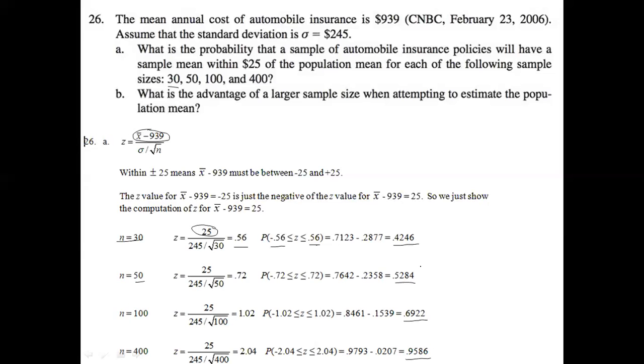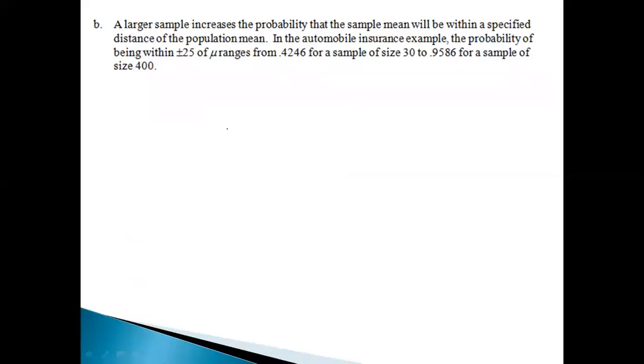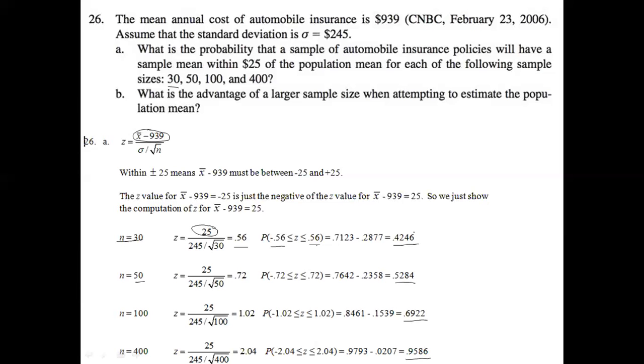Now, what is the advantage of a larger sample size when attempting to estimate the population mean? Well, if you look at our probabilities, there's a higher probability that we're going to be within the 25 of the range. With the smaller one, we only have a probability of 0.4246 that it's going to be within that range, whereas for the other one we have a probability of 0.9586, so a larger sample size is just giving us a better probability that we're going to estimate that population mean correctly.